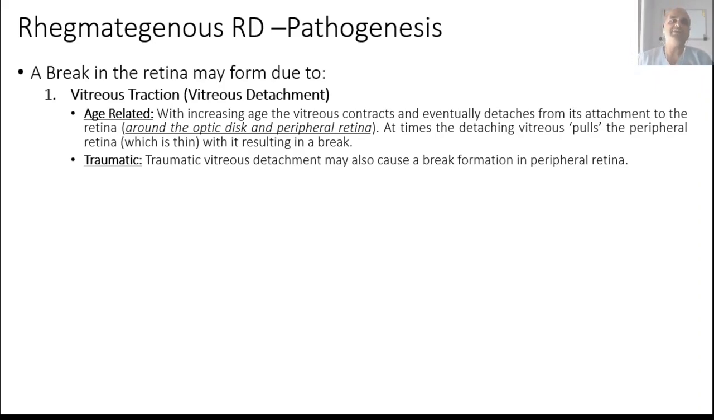Trauma causes vitreous traction in a very similar way, i.e. by detachment, where rather than aging, the stimulus now is the force of the trauma, which causes the vitreous to detach. And if during that detachment it pulls the peripheral retina as it is separating, it can cause a break to occur.